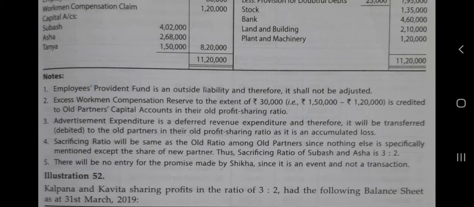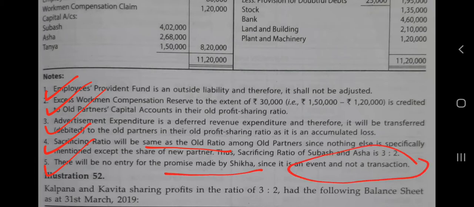Employees provident fund is a pure liability, so do not try to distribute it just like general reserve or workman compensation fund. And point number 2 and 3 we have already discussed, that workman compensation reserve is distributed between the partners, but only the excess part is distributed. And advertisement expenditure is also written off. Sacrificing ratio, I already told you that it is same as old ratio in case new ratio is not given. And there will be no entry for promise made by Shikha, hence it is an event and not a transaction.